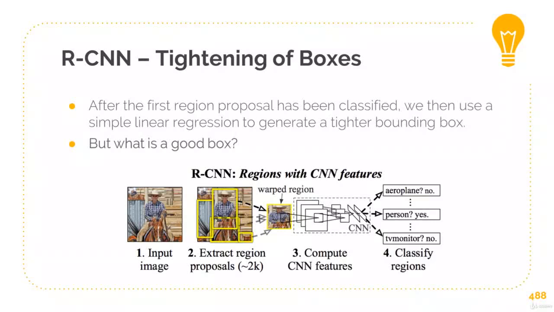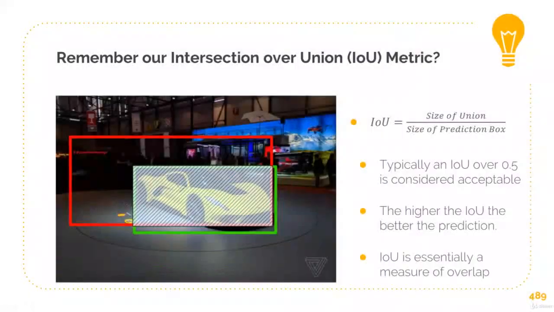After the first region proposal has been classified, we then use a simple linear regression to generate a tighter bounding box. That's how the boxes were basically sized and fit around the objects in the image. But how do we know what a good box is? That's where we come up with our IOU metric that we discussed before. Remember IOU? Basically it measured how good the overlap of the predicted box was over the labeled box.